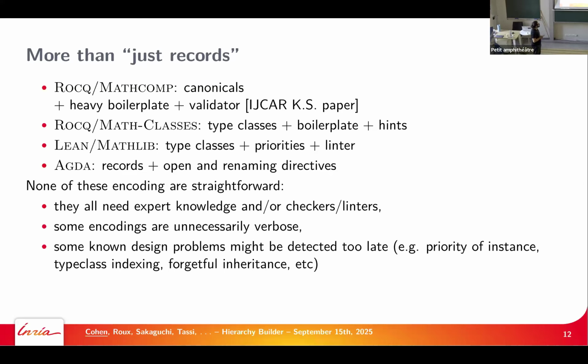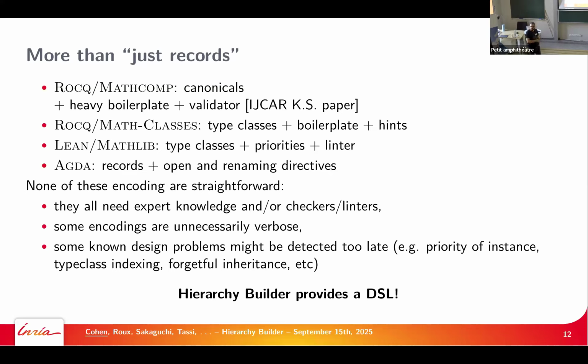And some problems that are known from a design perspective now are sometimes detected very late, like the priority of instances, the indexing of type classes, or the more subtle forgetful inheritance property that is an invariant of both MathLib and MathComp, which you need to check for or get beaten by it.